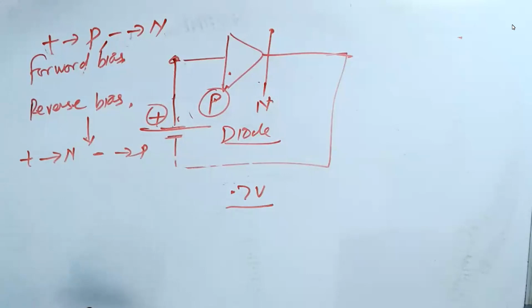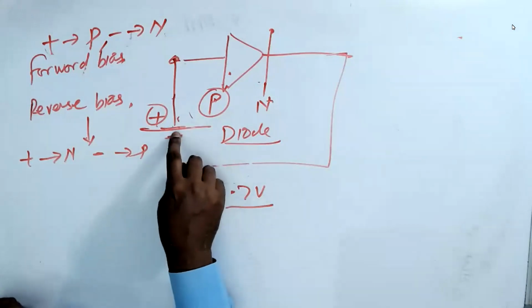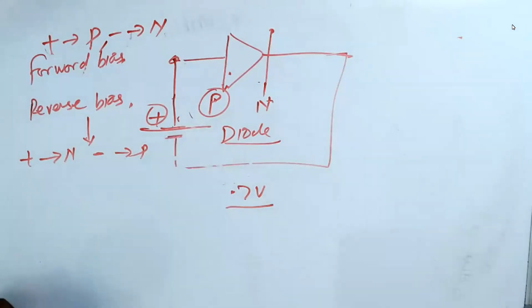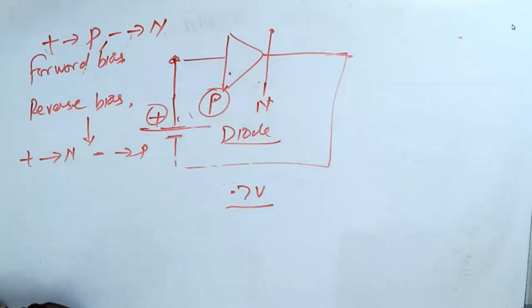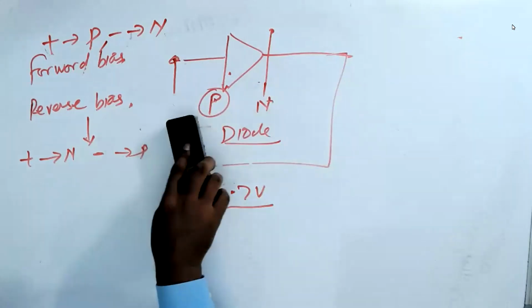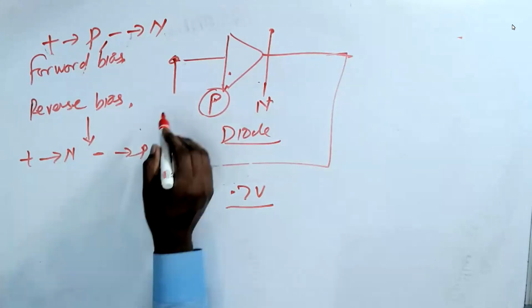Sir, in reverse bias, current is there, but it's very negligible. So it will be in microamps. Yeah, that'll be a leakage current. But there is one trick also there. In reverse bias, if I increase the voltage beyond the limit, then the current will start flowing. That's called the breakdown voltage.